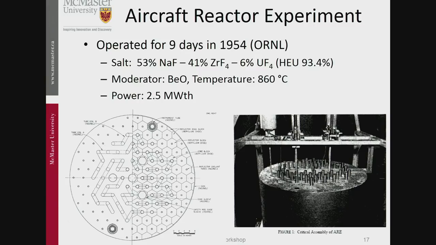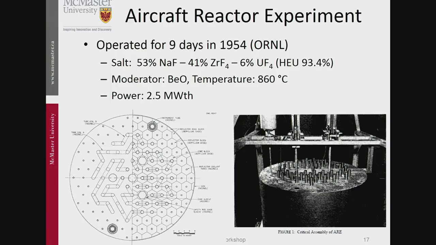And here is the first experiment, the real aircraft reactor experiment, which operated for 9 days in 1954 in Oak Ridge. It had this salt, and here you see there's sodium in there, and again, zirconium. And this is really highly enriched. The moderator was beryllium oxide, temperature was at 860 degrees C, and the power was 2.5 megawatt thermal.